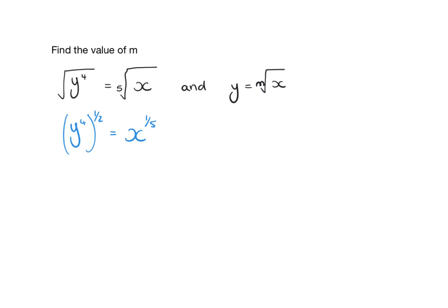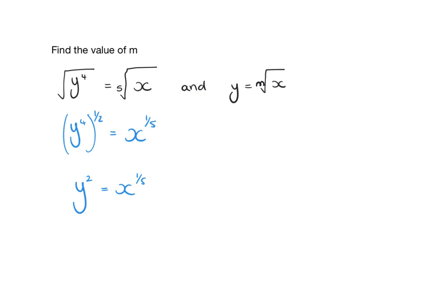So I've got a power to a power, so I'm going to multiply the powers. So this is going to give me 4 times a half, which is 2. So this is going to leave me y squared is equal to x to the fifth. Now, in order to be able to find what m is, I need to write this equation so it looks quite similar to the one in the second statement.